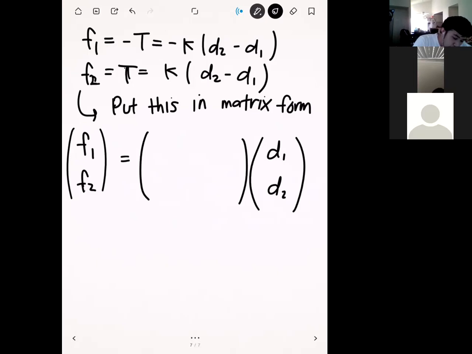And so the coefficient for D1 on equation 1 is going to be a positive K, right? So we have a minus K multiplied by a minus D1, so that's going to be a positive K. Right? And then the coefficient for D2 on equation 1 is going to be minus K, because we have minus K times a positive D2. Okay?